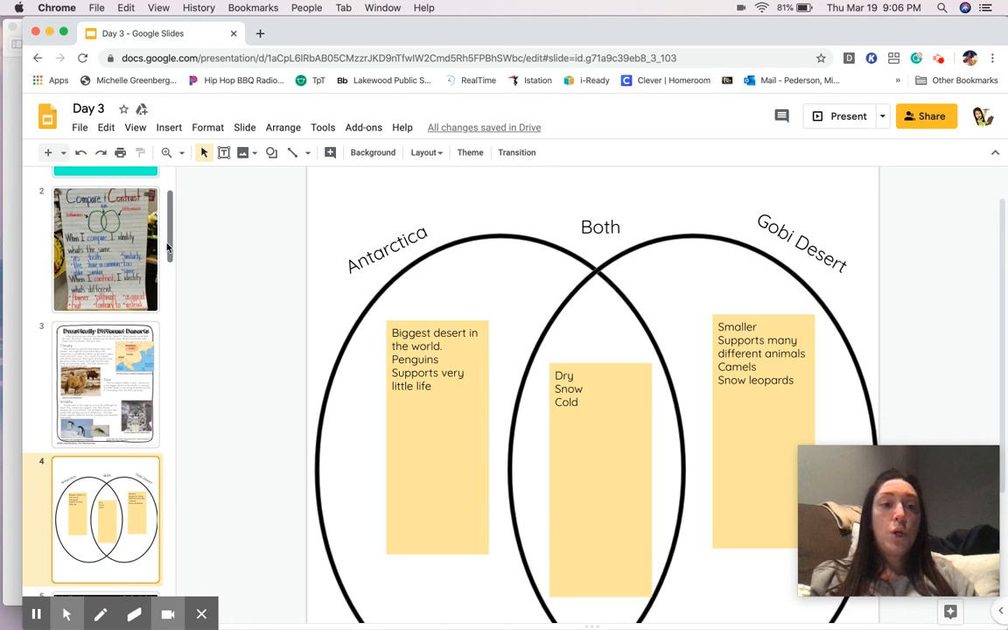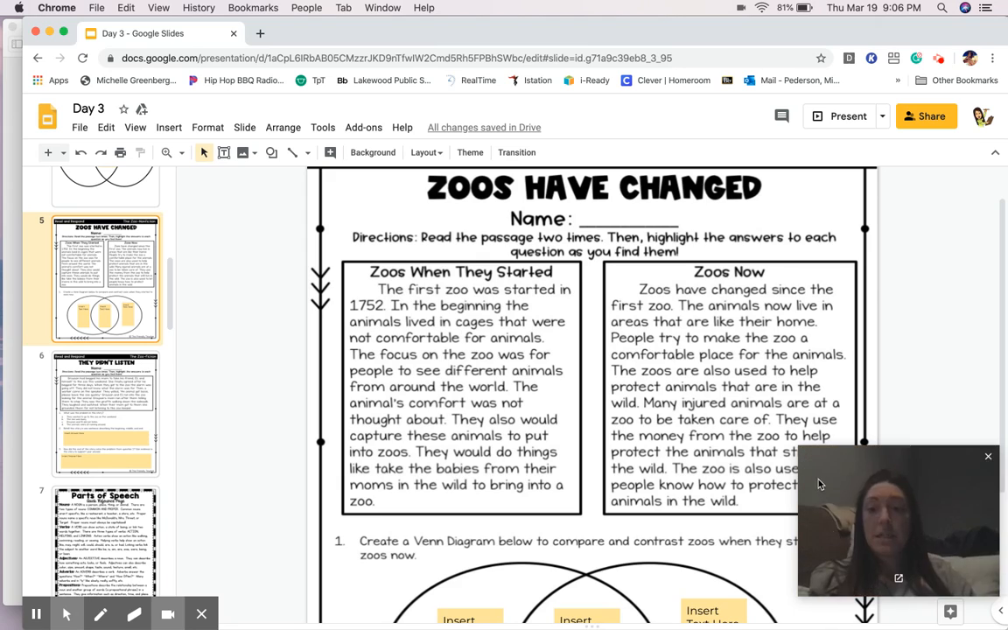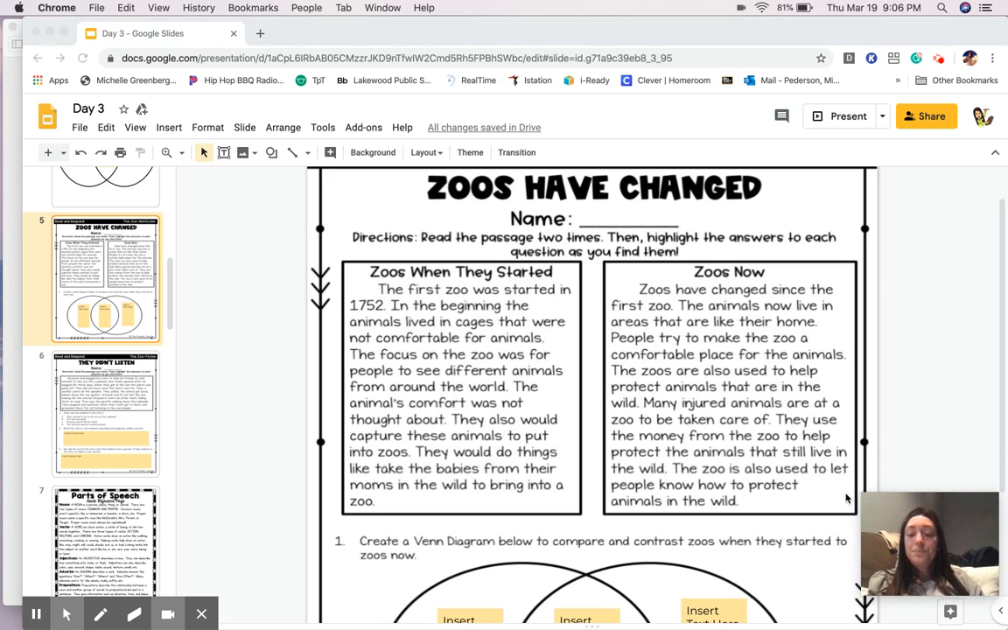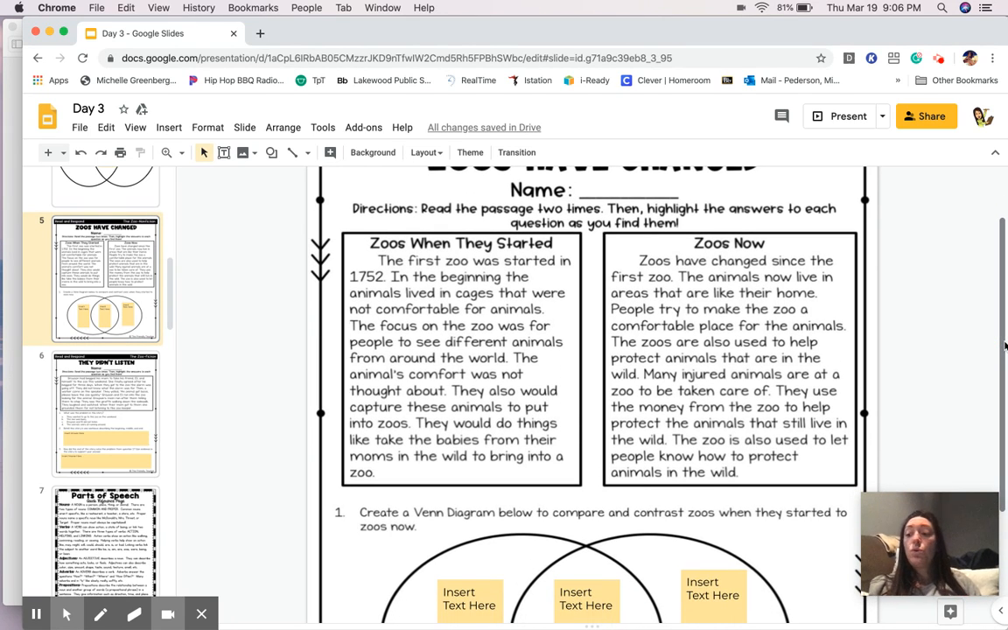So now this is what you are going to do. Here is your independent practice. You are going to write about how zoos have changed. Read the passage 2 times. Okay, then you're going to highlight the answers to each question as you find them. Now, we know that since we're doing this Google Classroom, it's hard for you to highlight. So that's why I told you guys to get your notebooks so that you can write notes as you're reading.